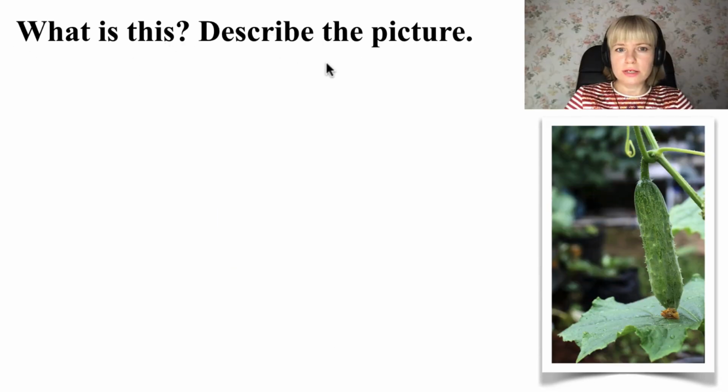What is this? Describe the picture. Что это? Опишите картинку. Это огурец. It's a cucumber. Это длинный огурец. It's a long cucumber. Это зеленый огурец. It's a green cucumber. Это неплохой огурец. It isn't a bad cucumber. Это вкусный огурец. It's a delicious cucumber. Это свежий и сочный огурец. It's a fresh and juicy cucumber. Это не ананас. It isn't a pineapple.